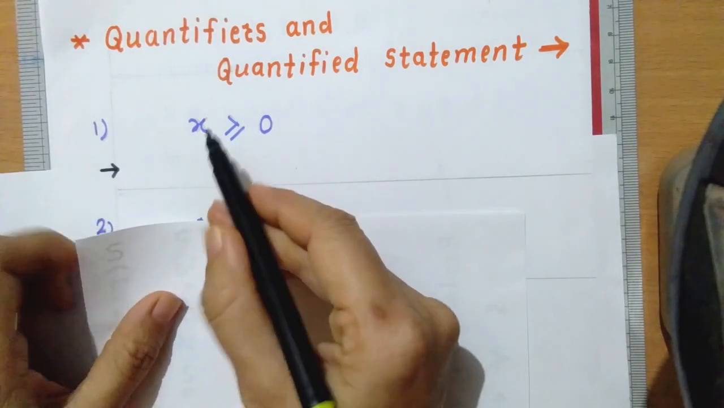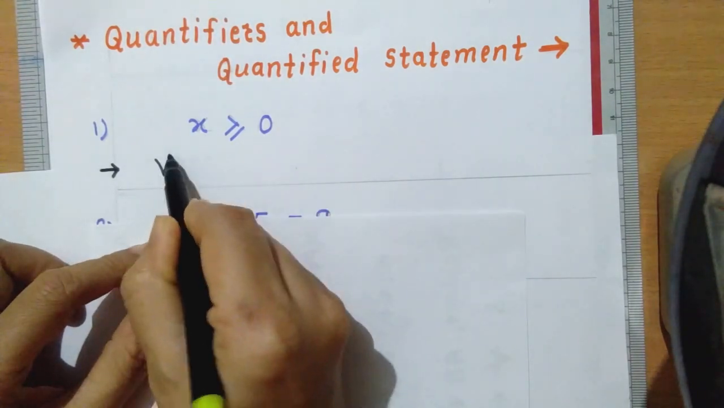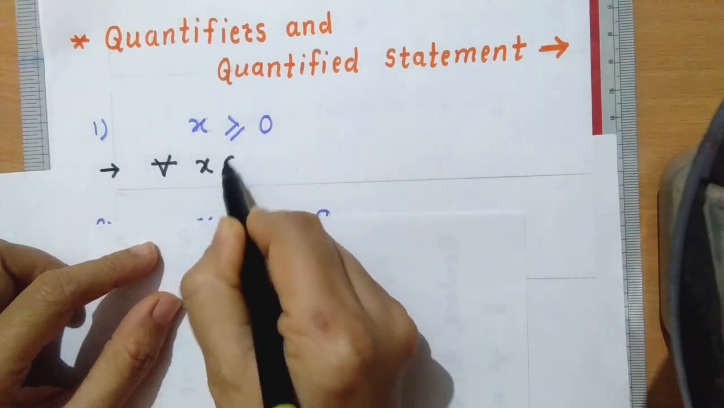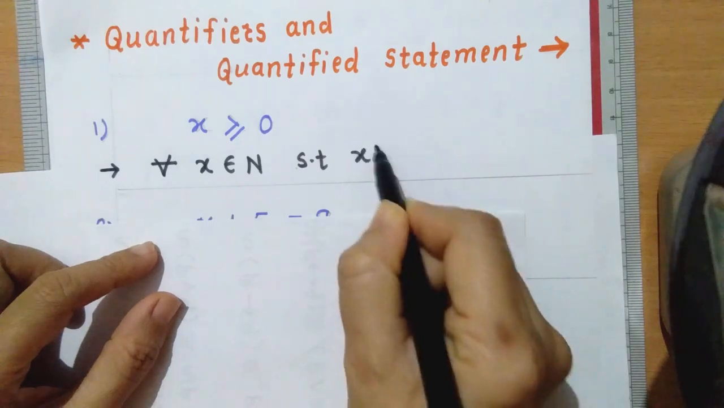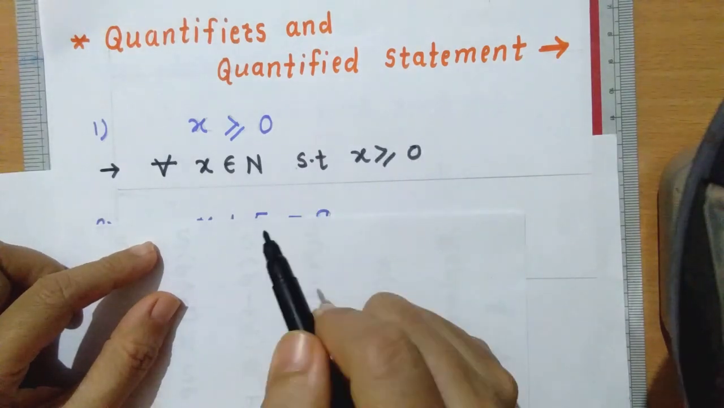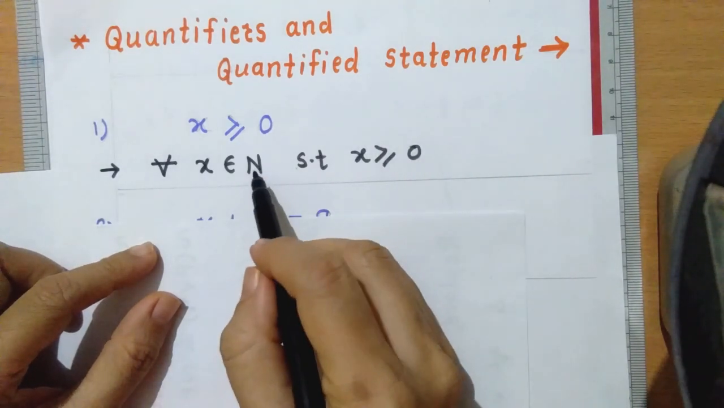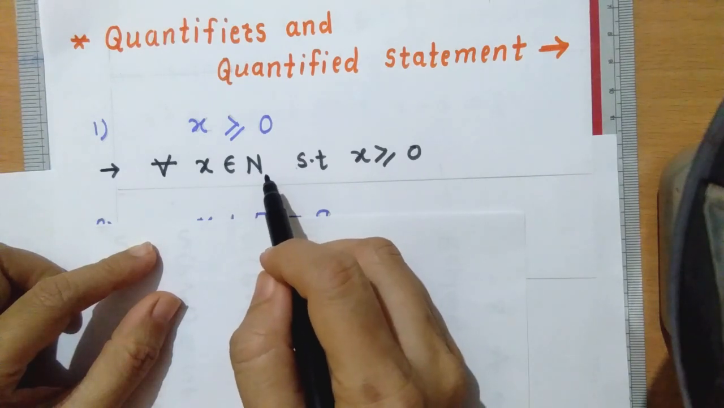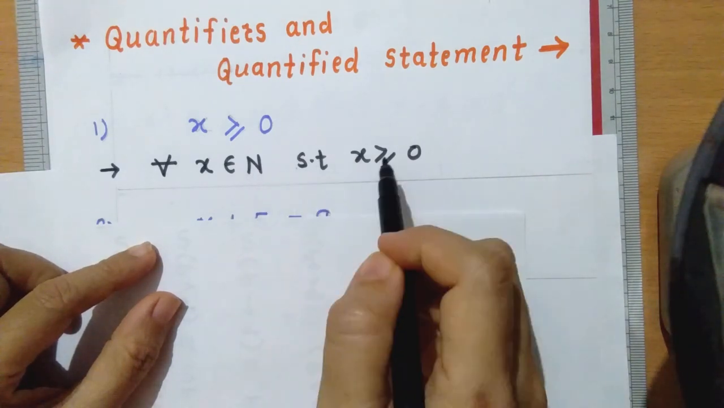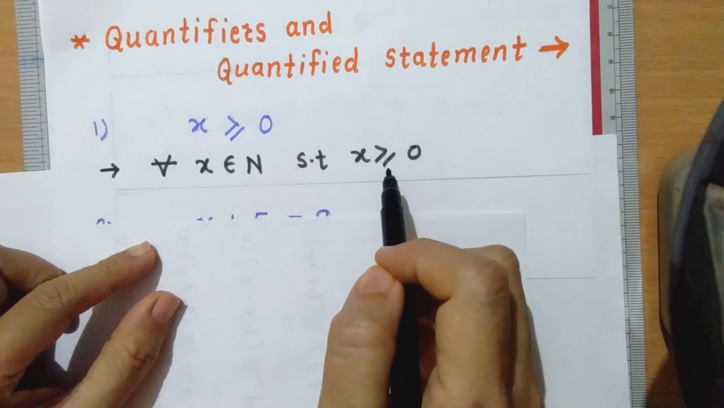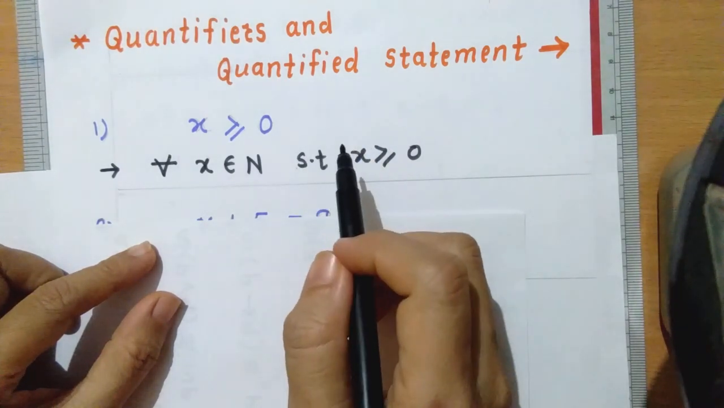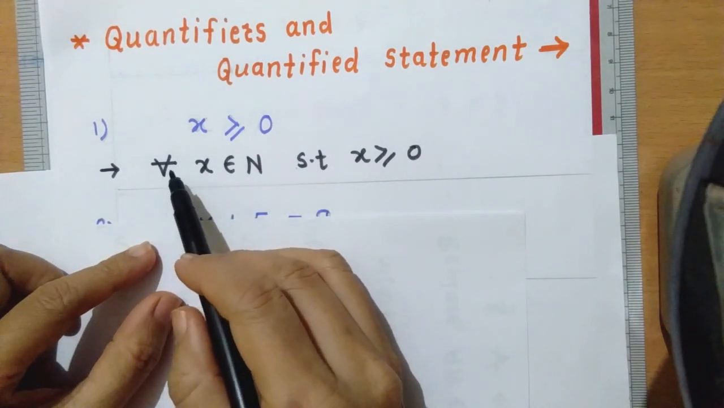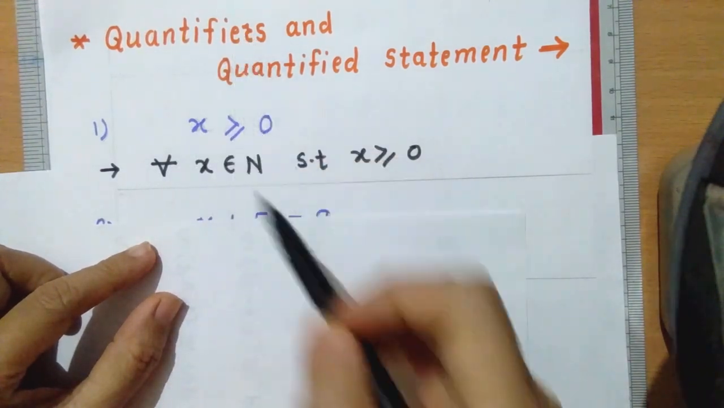So in this case I'll take for all x belongs to N such that x greater than or equal to 0, where N means natural numbers starting from 1. Then this inequality will be a true statement, and so this statement is called a quantified statement, and this symbol is called a quantifier.